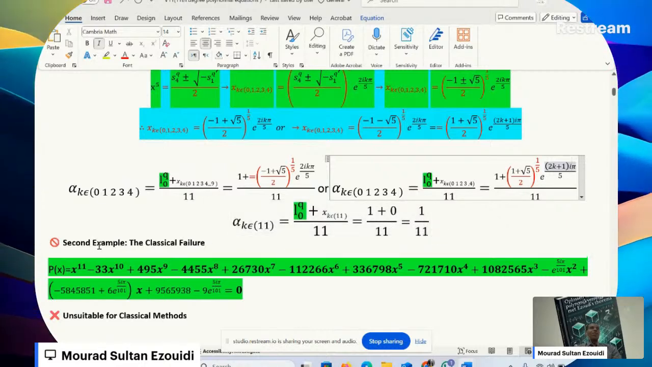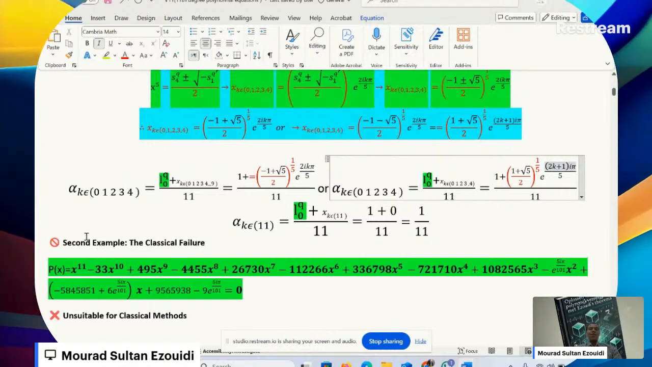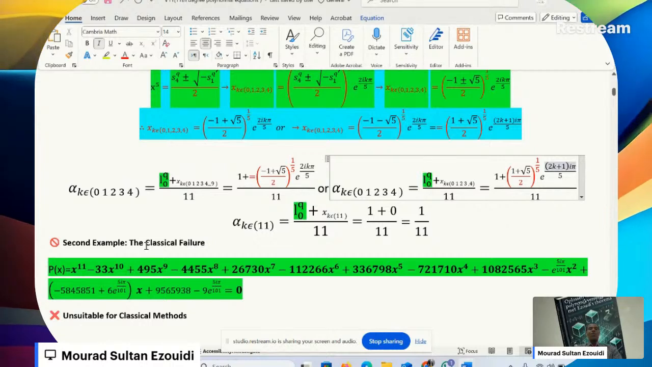Now let's see the second example, the classical failure. Okay, the second example is called the classical failure.